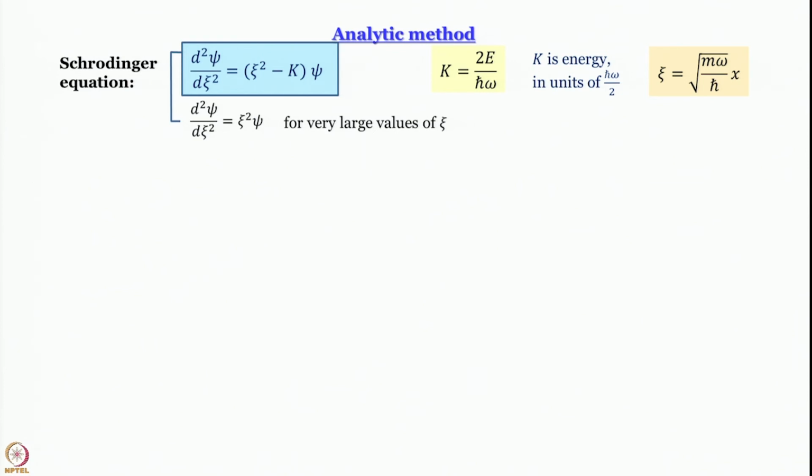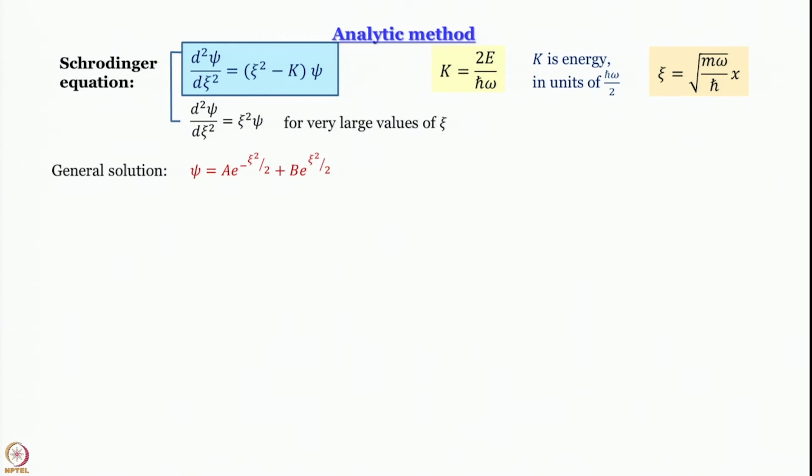We have said that k is just a number like 1, 2, 3, 4, and so on. So, what happens if xi is very large? Then you can neglect k with respect to xi square. Then d2 psi d xi 2 becomes xi square psi. So, what we will do is first work this out: what is the solution for very large values of xi, and then we will go to the general solution.